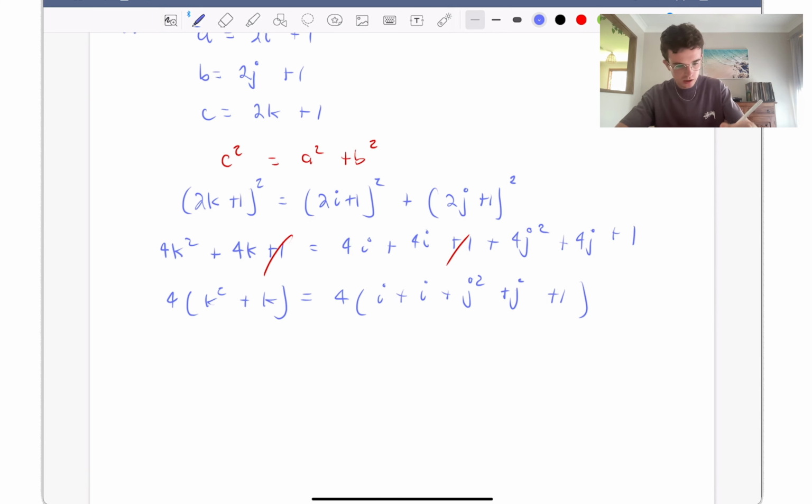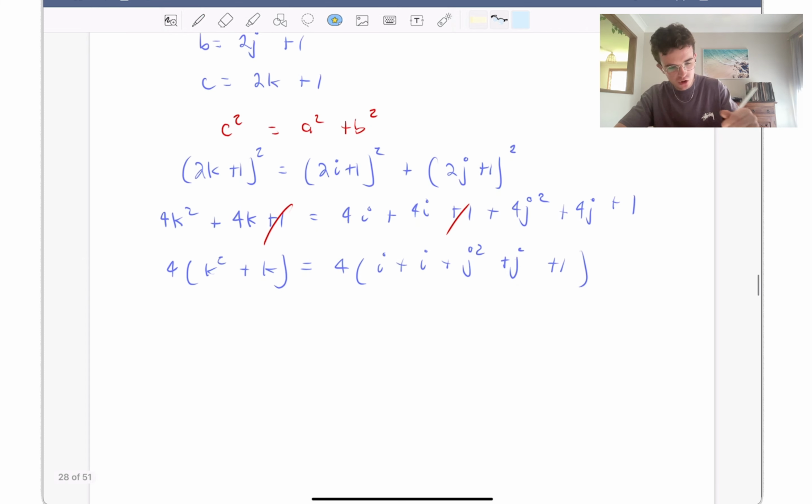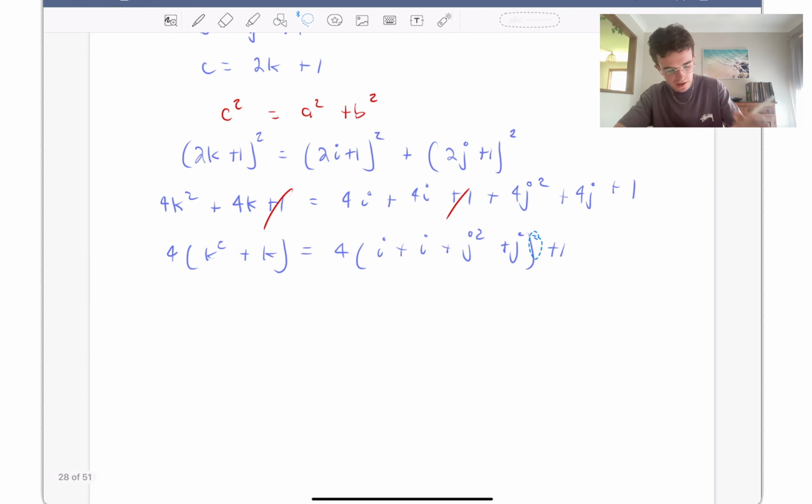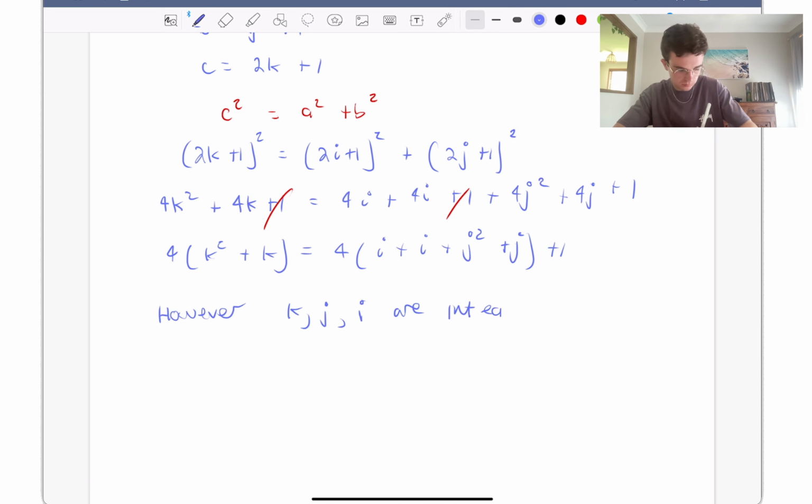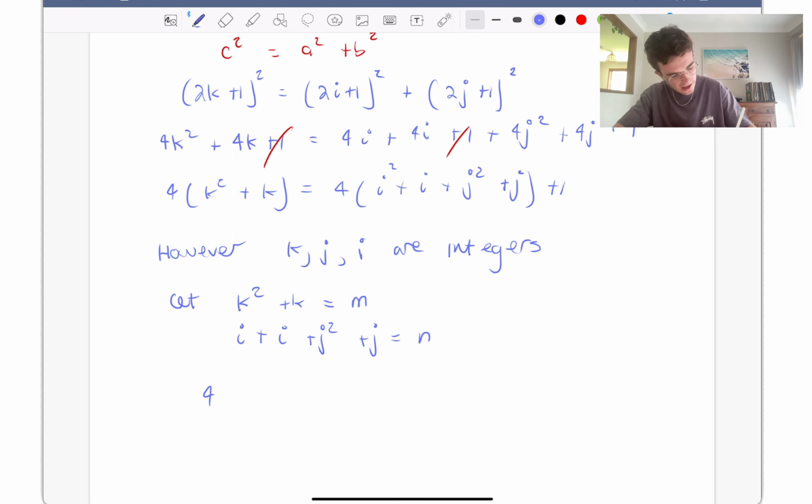The plus 1 we can't factorize out, that has to be there. However, k, j, and i are integers. Let k squared plus k be equal to the integer m, and i squared plus i plus j squared plus j, we'll let equal n. So 4m is equal to 4n plus 1.